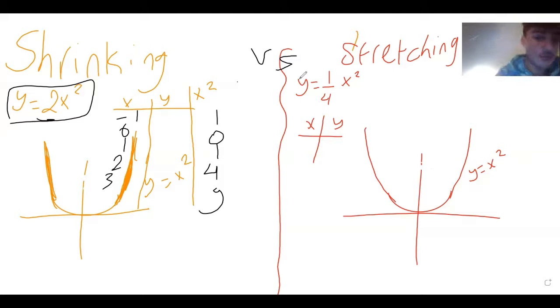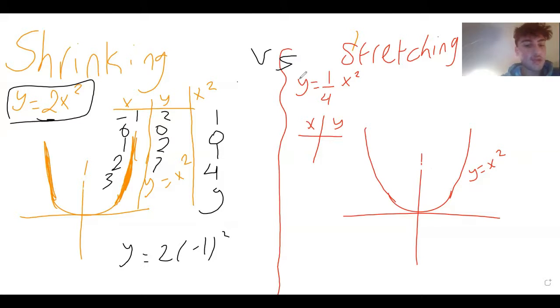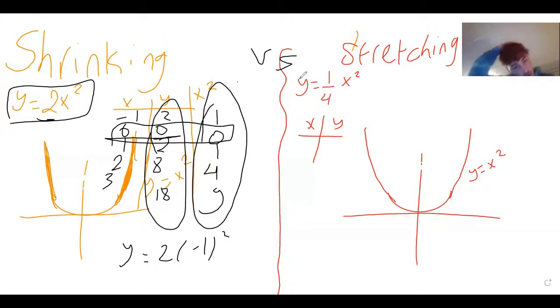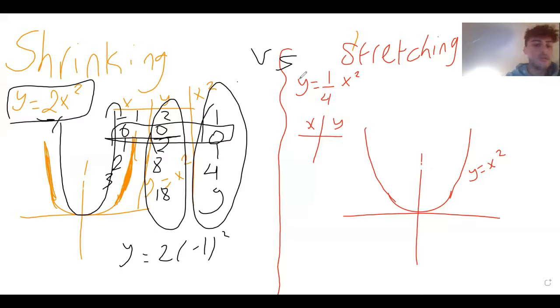Now here, if x equals -1, we're going to have y equals 2 times -1 squared. This is going to result in 2. This is going to result in 0. This is going to result in 2. This is going to result in 8. And this will result in 18. As you can tell, those values are much bigger than the classical values, with the origin staying the same, which is what we want, obviously. So this type of transformation will be only like this, with the origin staying the same.